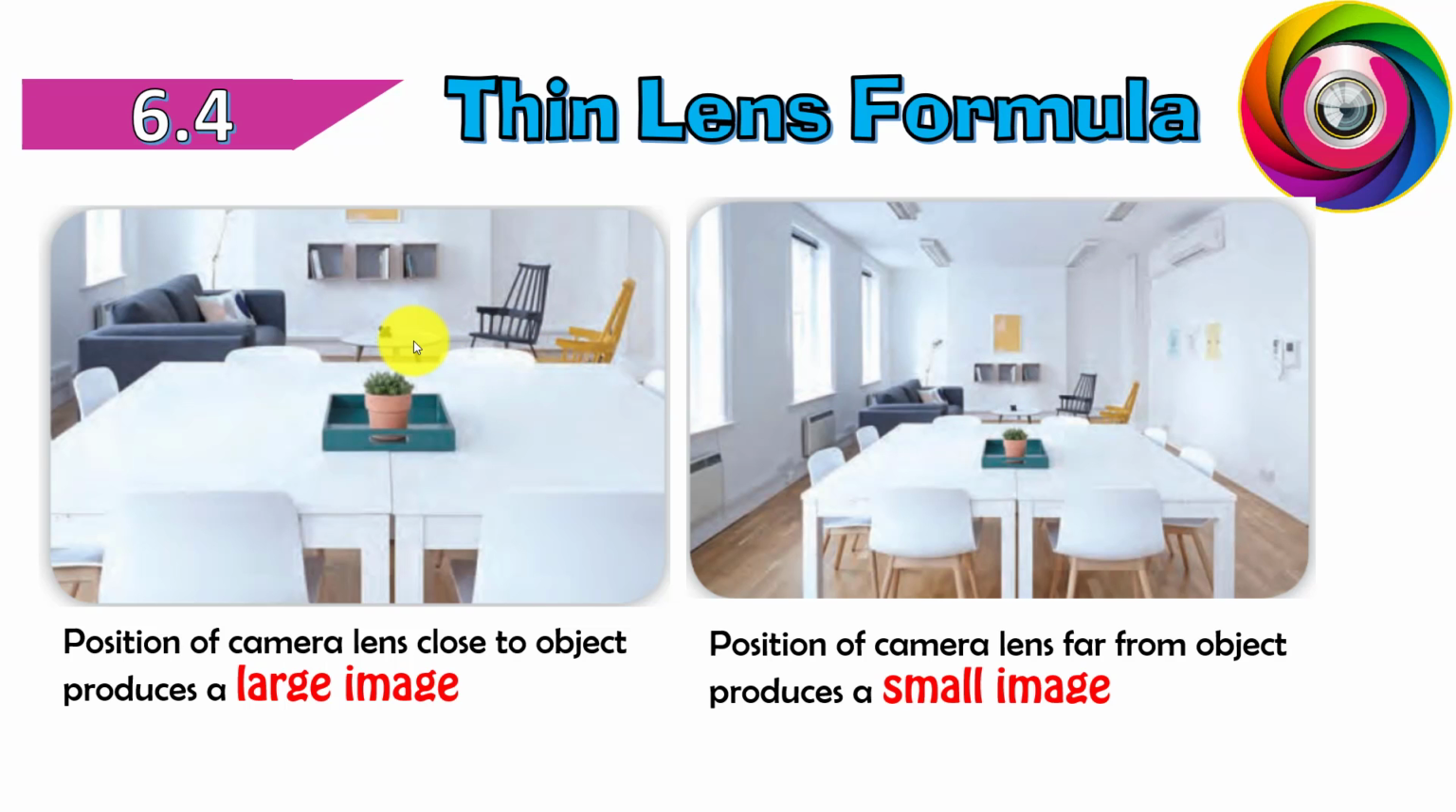So this one is an image formed by different distances from the camera to the object, so you get images of different sizes. From this formula we need to calculate the object distance. If you adjust your object distance and adjust your focal length, then your image distance will surely change.